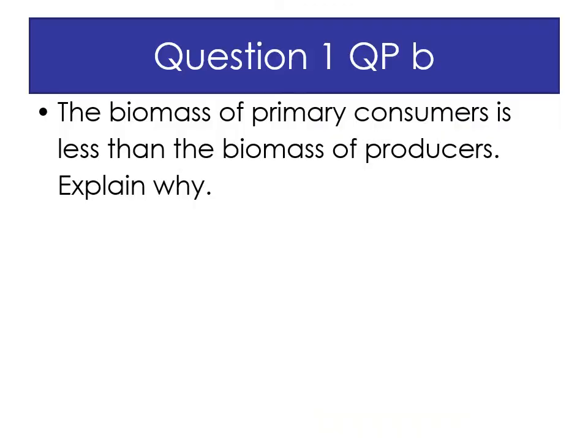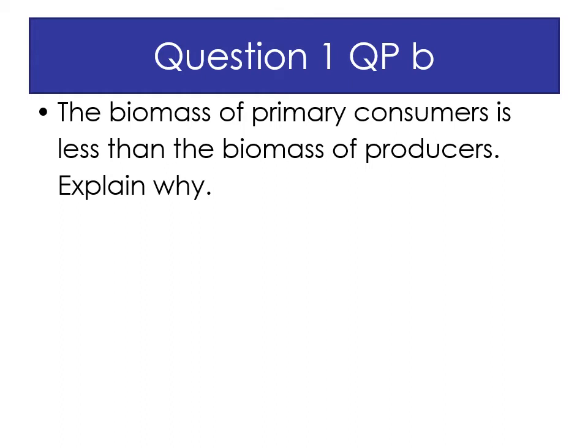So we'll pause there and we'll just think about our primary consumer for the moment, our herbivore. Back into question 1, but part B. The biomass of the primary consumer is less than the biomass of the producer. Explain why. Okay, so you should have had a go at that one. You're just applying your knowledge of the inefficiency of that energy transfer.